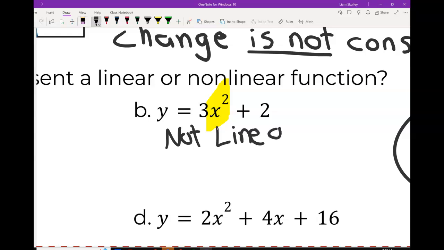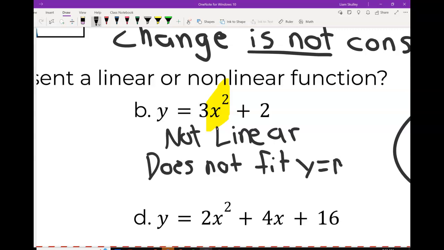Linear, does not fit y equals mx plus b.